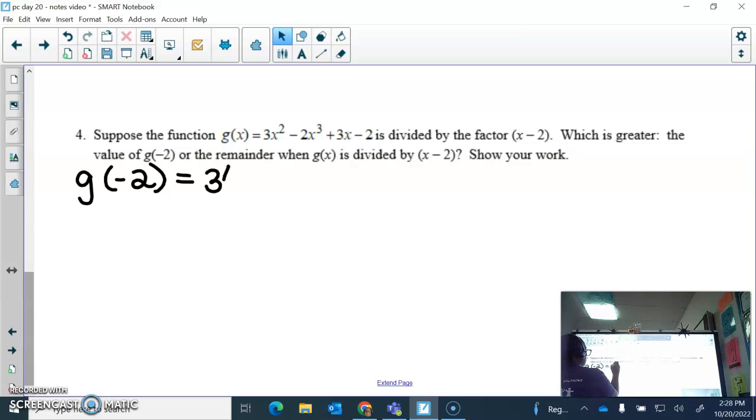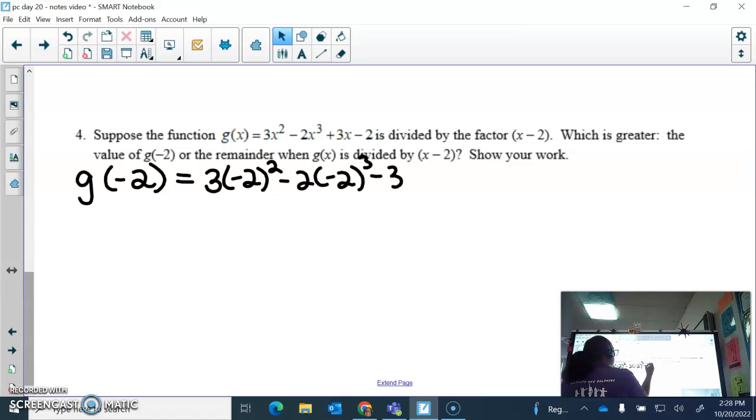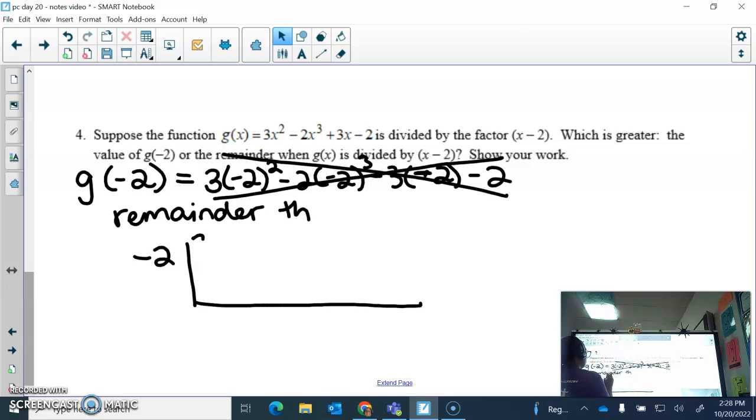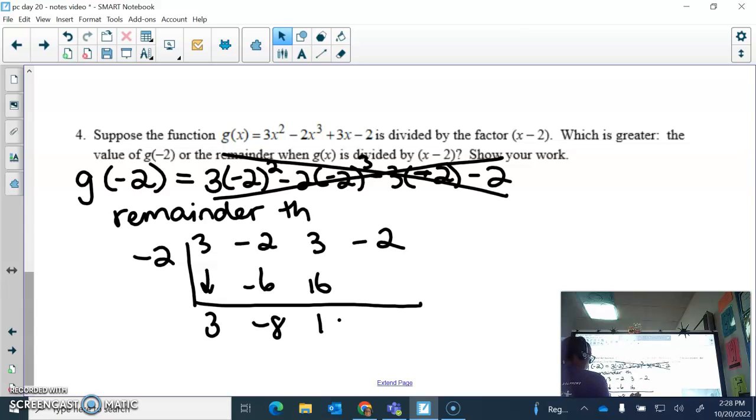You could plug it in, but the whole point of this lesson is to not have to do this. This is a lot of math computation. I don't want to have to do this. So I'm going to use the remainder theorem, and the remainder theorem says if I take negative 2 and I use synthetic division, then my remainder is what this answer would be.